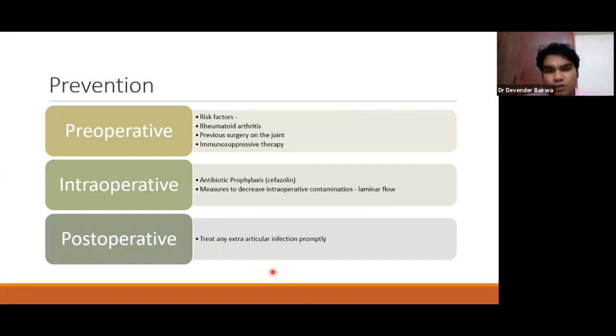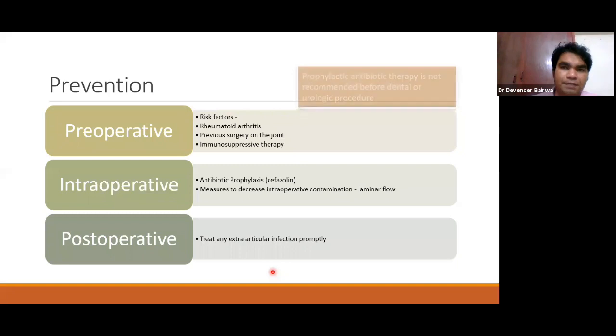Intraoperatively, all patients should get antibiotic prophylaxis. Mostly they are giving cefazolin now, and you can use measures to decrease intraoperative contamination. Nowadays in OTs, they have laminar flow systems, so that there is no recycling of air and the chances of infection are less. In the postoperative period, suppose the patient develops any kind of extra-articular infection, let's say a bedsore, UTI or pneumonia, you have to treat it promptly. Otherwise, there will be hematogenous spread to the prosthetic joint site.